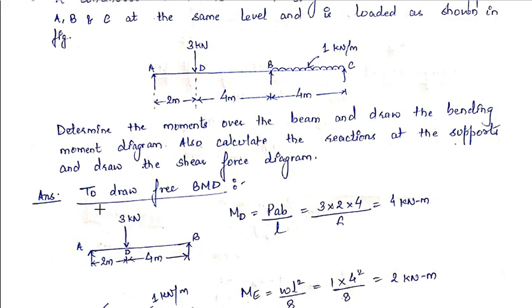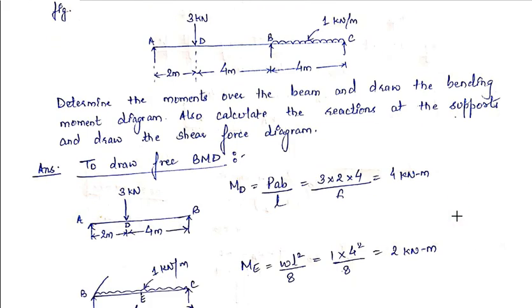Now we know that for this type of arrangement, that is when a point load acts at different distances from the two supports of a simply supported beam, the maximum bending moment is under the load. So at point D, the maximum bending moment will occur and the value of the maximum bending moment is PAB upon L. Now just put the values. The value of load is 3, A is this value, B is this distance. So 2 into 4, divided by total length of AB 6. So you will get 4 kilonewton meter.